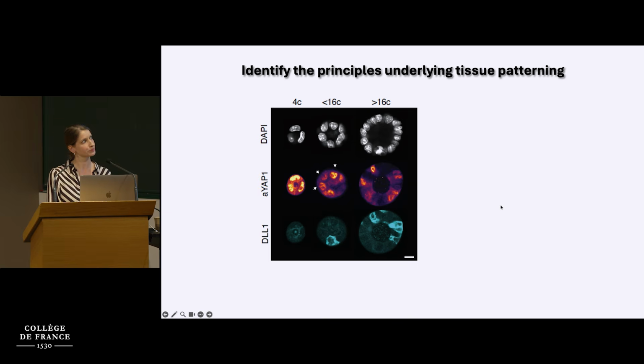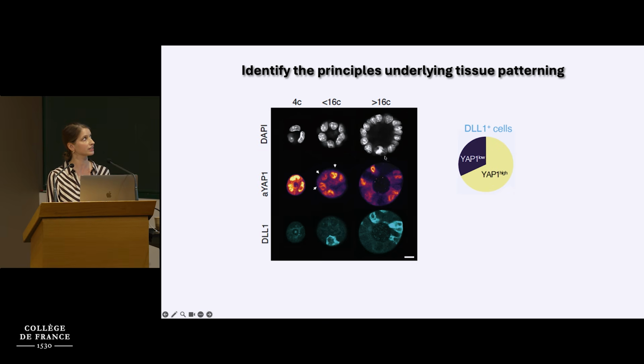And so I'll just show you one staining just to understand. Here we play from single cell, we go to the 4 cell, 16 cell stage and more. And what we see is that YAP is initially present in the nucleus, so active in all the cells, and then some cells start to turn off YAP. And this happens at around the 16 cell stage.